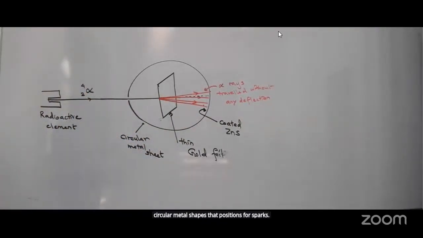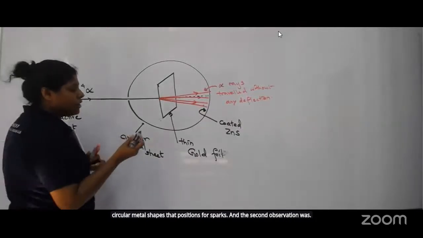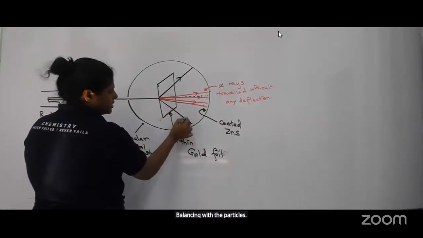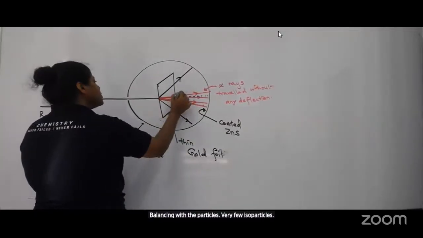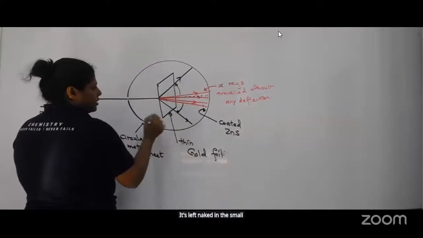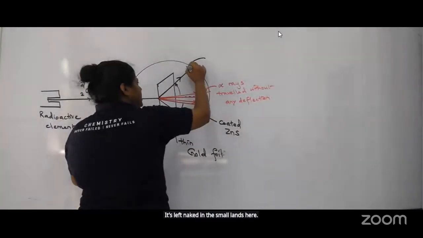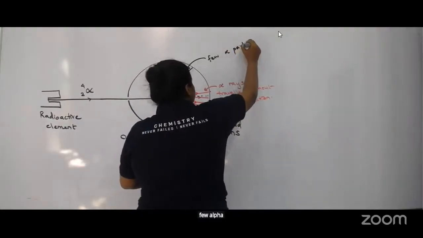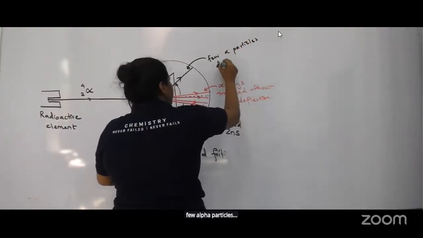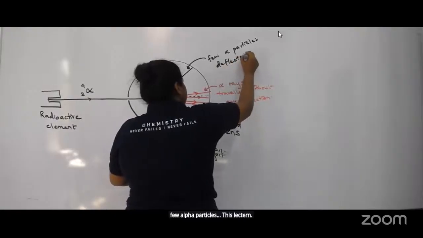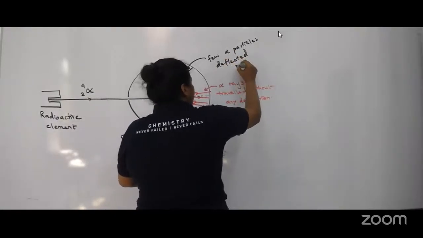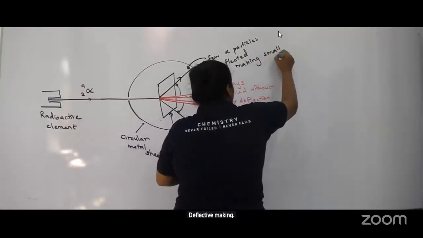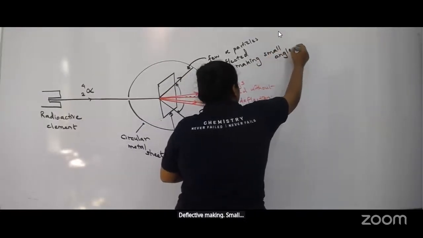The second observation was that very few alpha particles deflected, making small angles.